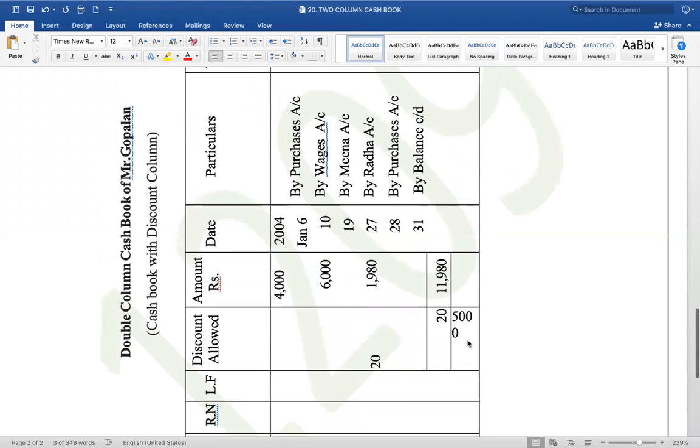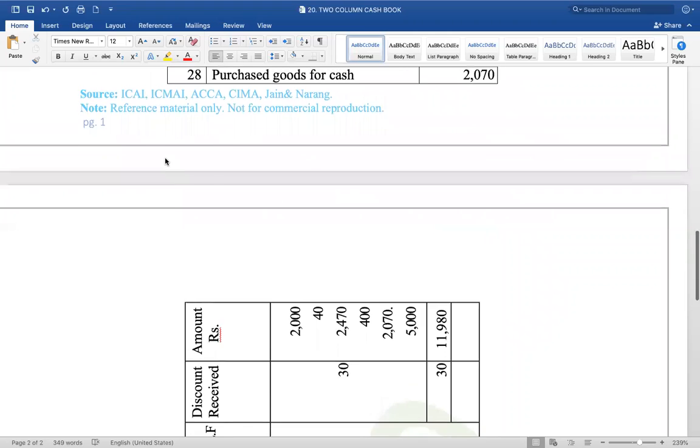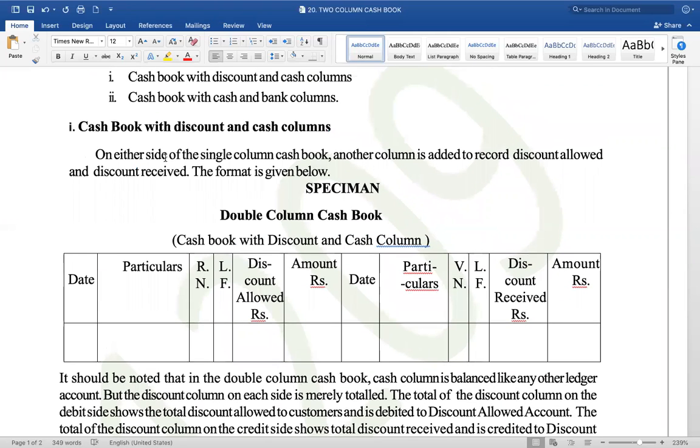This is how you prepare a double column cash book of Mr. Gopalan, a cash book with discount and cash columns. Right? Any doubts, please?